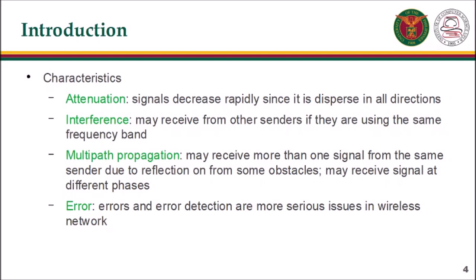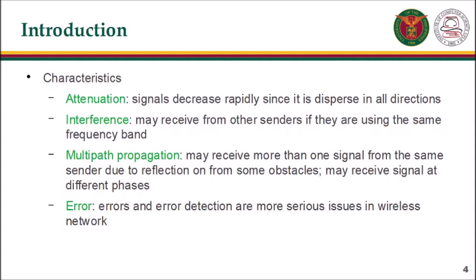Next is interference. Another issue is that the receiver may receive signals not only from the intended sender, but also from other senders if they are using the same frequency band. Another is multipath. A receiver may receive more than one signal from the same sender because electromagnetic waves can be reflected back from obstacles, such as walls, the grounds, or objects. The result is that the receiver receives some signals at different phases. This makes the signal less recognizable.